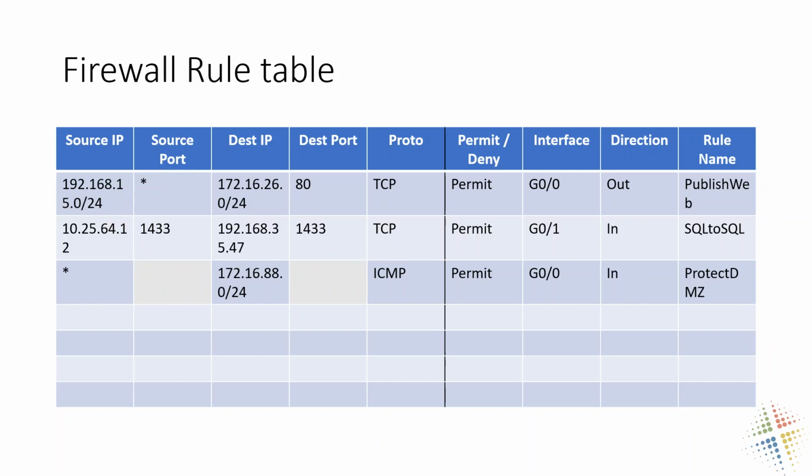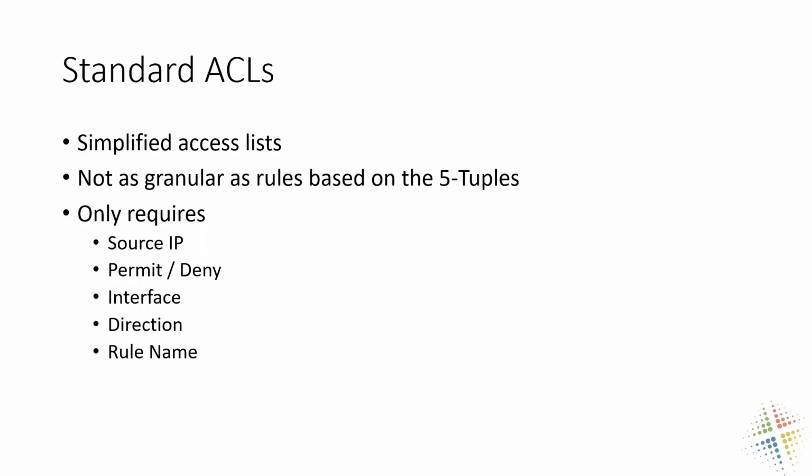So that's the 5 tuple rules. Prior to the 5 tuples being fully implemented in a lot of network devices, they used what's called a standard access list. Basically, when firewalls were first invented, they did not have a whole lot of power behind them. They were fairly slow, and therefore the rules had to be very, very simplified.